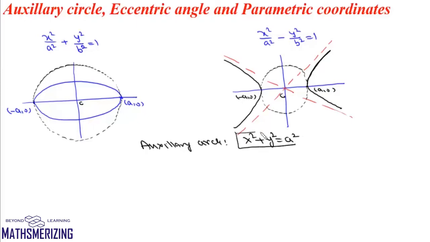So if we are given any ellipse or hyperbola, then we can simply write the equation of the auxiliary circle as x square plus y square equals a square for a standard ellipse and standard hyperbola. That is, for the auxiliary circle, its center will be the same as the center of the ellipse or hyperbola and its radius is equal to a. We'll take a point on this auxiliary circle which, suppose, makes an angle theta with the axis of the ellipse and hyperbola.